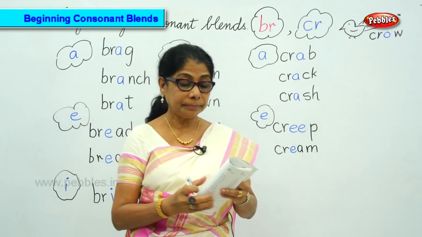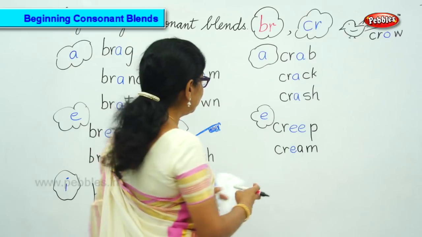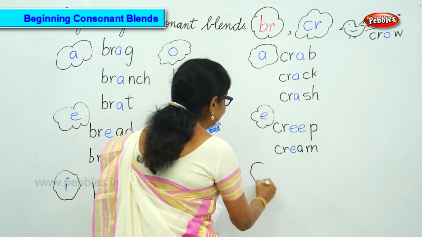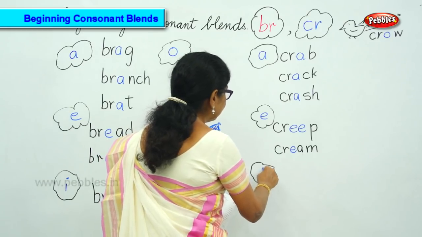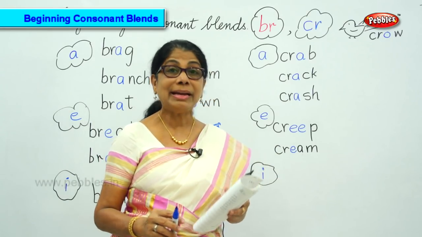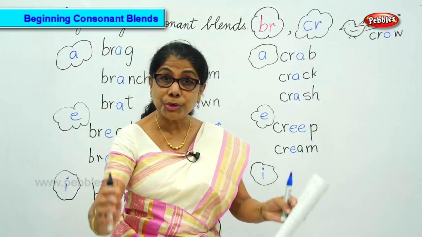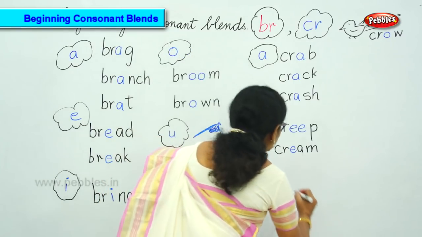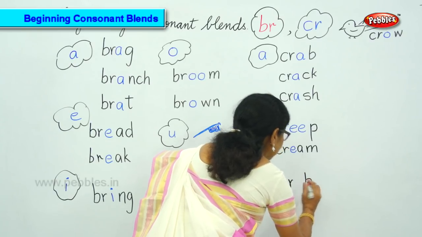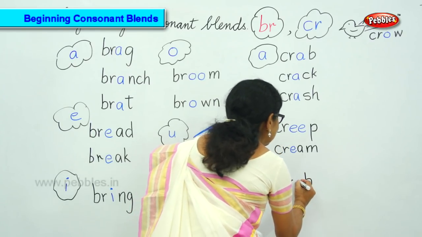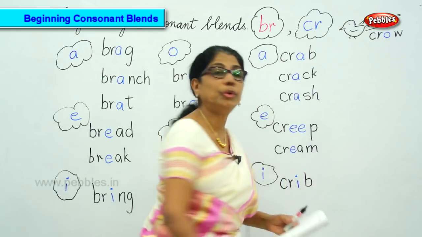Then let's go into I. In I sound, what do we get? In I sound, we have crib. Baby is put into a small crib. Crib. Baby's crib. Baby sleeps in a tiny, beautiful crib.